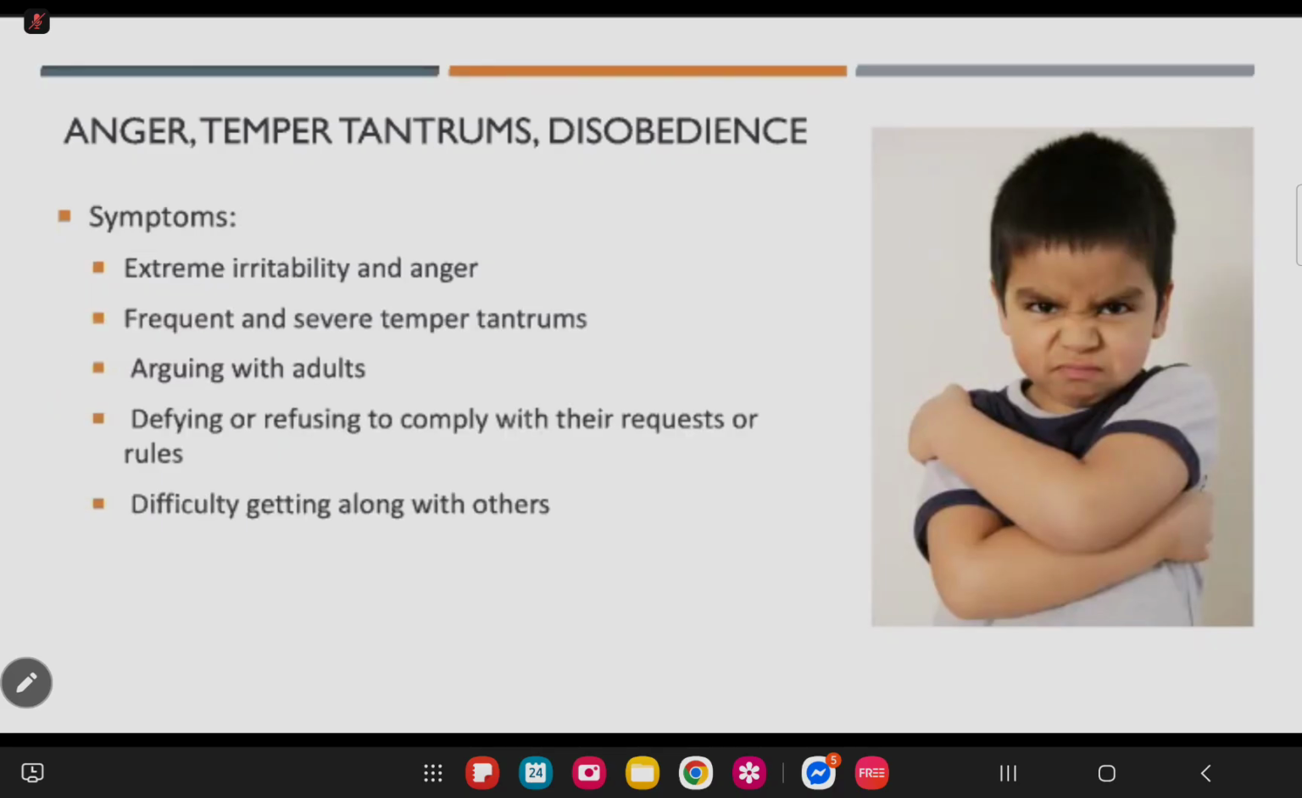So symptoms: extreme irritability and anger, frequent and severe temper tantrums, arguing with adults, and they defy or refuse to comply with their requests or rules. And they also have difficulty getting along with others.